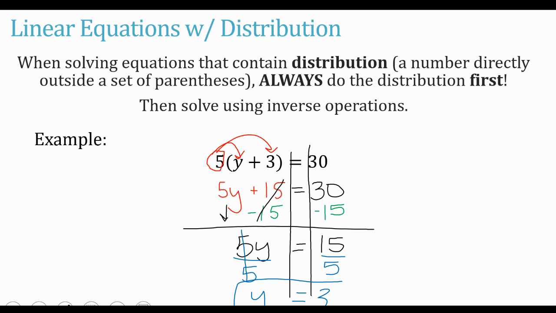Now you could substitute it back in to check it. I'm not going to do that this time. But you really can see if we plug in 3 here, we would have to do what's inside the parentheses first. So 3 plus 3 would give us 6. And then 5 times 6 gives us 30. So we know that that's right. So do the distribution first, then solve using inverse operations. Let's take a look at another example.